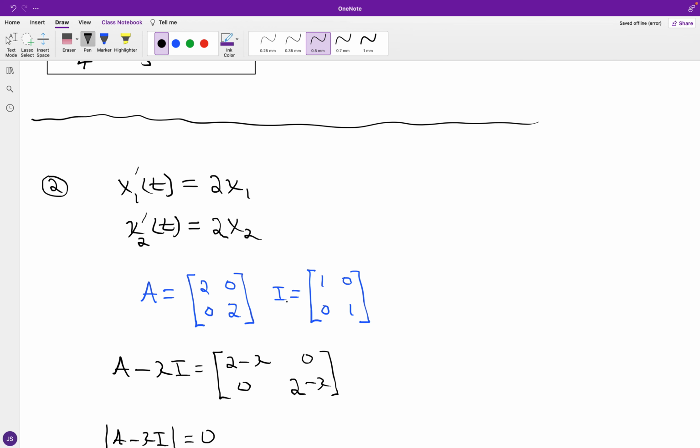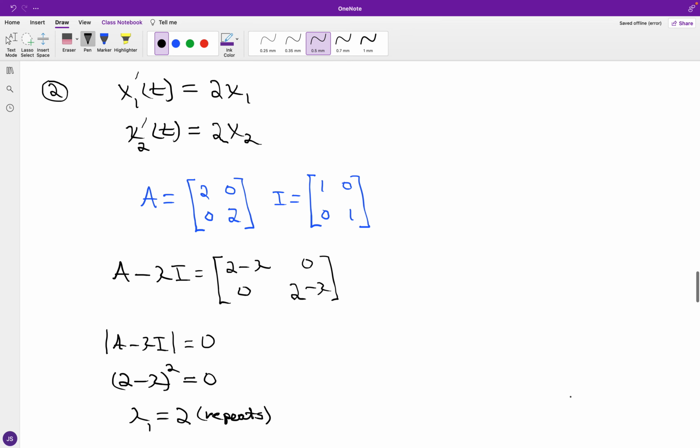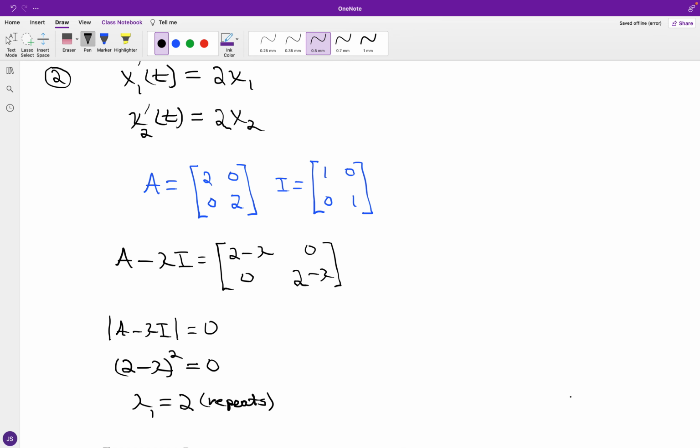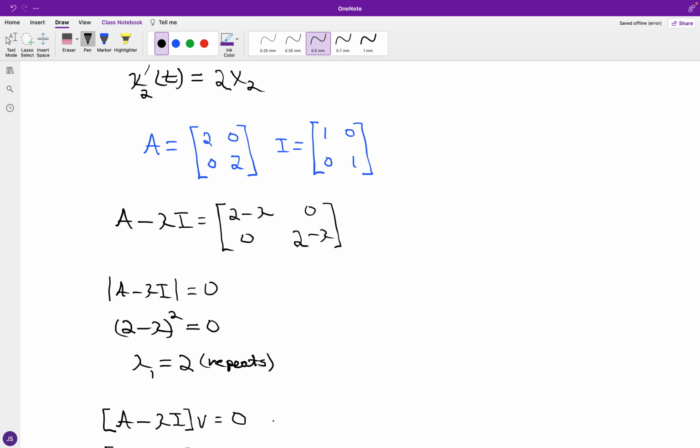So your coefficient matrix will have 2, 0 on the top row and 0, 2 on the bottom row. And again, the identity matrix is 1, 0, 0, 1. For A minus lambda I, we have 2 minus lambda, 0, 0, 2 minus lambda. Looking at the determinant, we end up with the square of 2 minus lambda, and there is only one eigenvalue, which is 2, and it repeats.